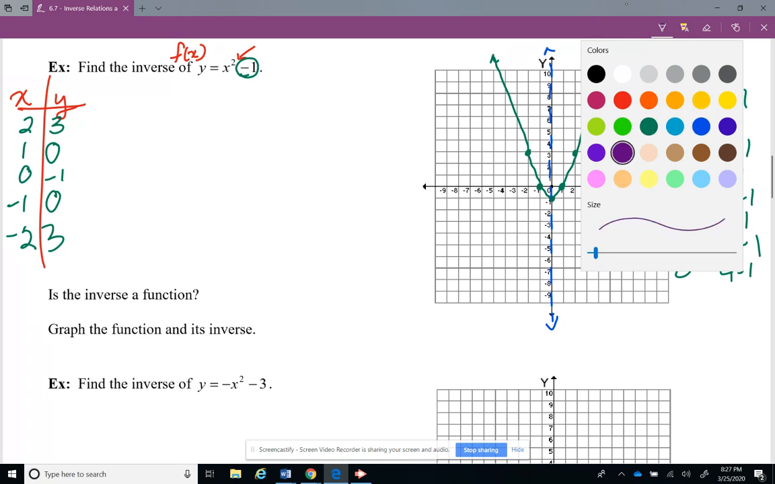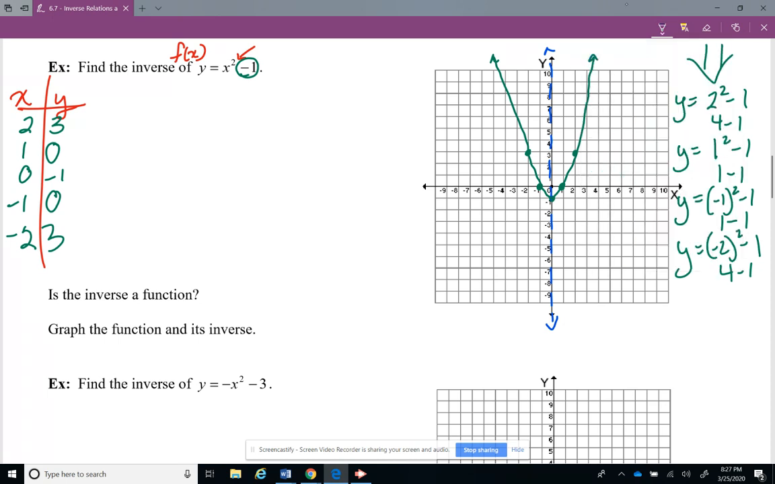So now let's do the inverse. We'll do it in purple. It's my favorite color. So remember, we're going to switch these out. Okay. So we're going to do x equals y squared minus 1. Okay, that's a little different. Doesn't look like our typical parabola, does it? So I'm going to add 1 to both sides.